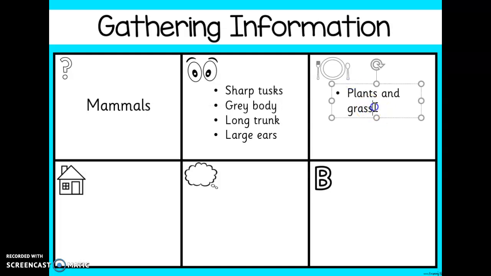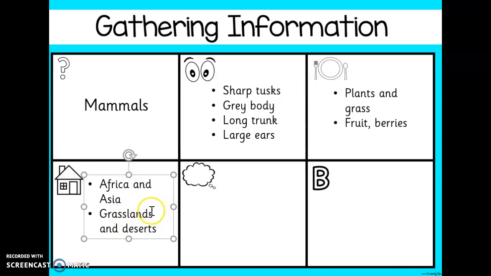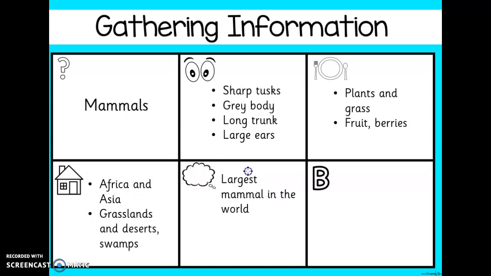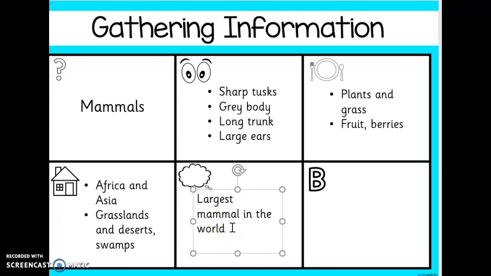So you could add some more here. We can actually say fruit, berries. Where did they live? They lived in Africa and Asia, grasslands and deserts, and they also lived in swamps. So I'm going to add information as I go. An interesting fact that I learned is that they are the largest mammal in the world. I also learned a baby is called a calf. So you can write in some other information here. And we haven't covered this symbol yet, so we're just going to move on. We're going to cover that in the next lesson.